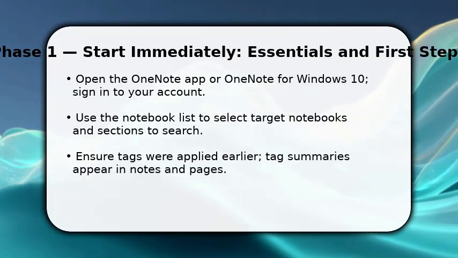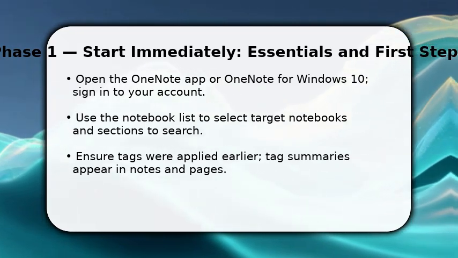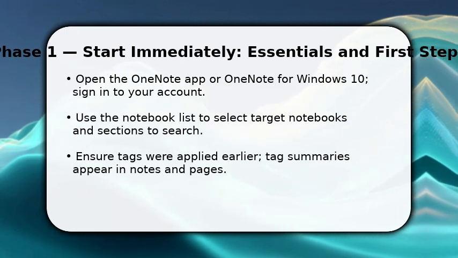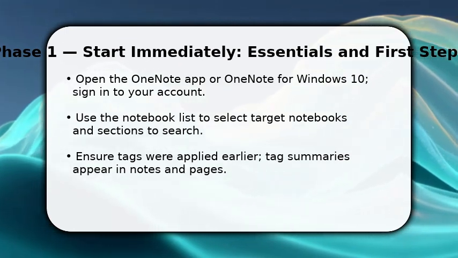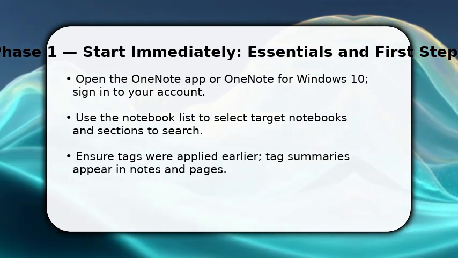You're ready. Open OneNote and sign in so your notebooks load. Start with the notebook that likely contains the tags you used, because searching across many notebooks will slow you down. Once you've selected the notebook, focus the view to the section group or section that matters.